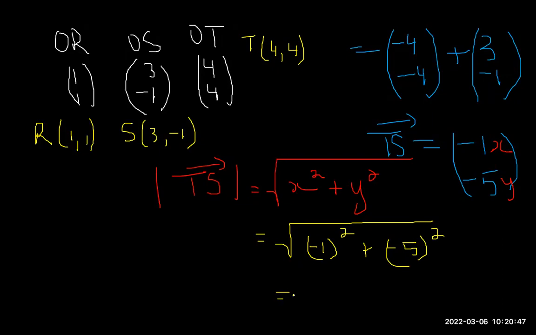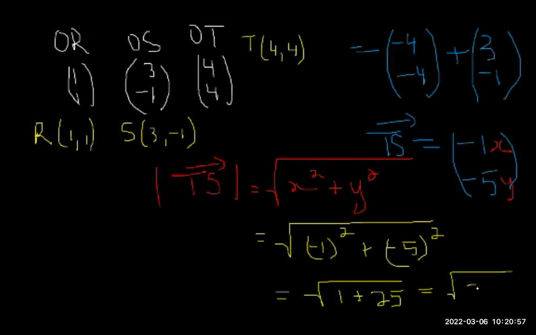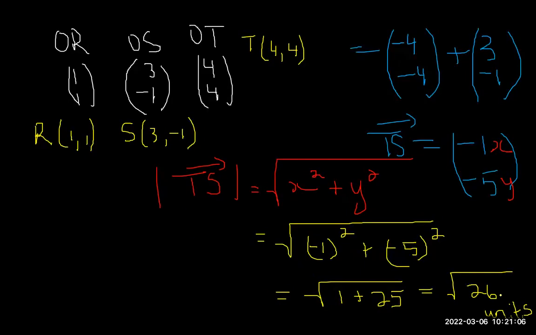Minus 1 squared is 1, minus 5 squared is 25. So that's 1 plus 25, which is going to be root 26 units. And that's the answer. The length of the hypotenuse, TS, is root 26 units. Are you okay with that? Yes. No. Maybe. Yes, miss. I am fine, miss. I am fine.